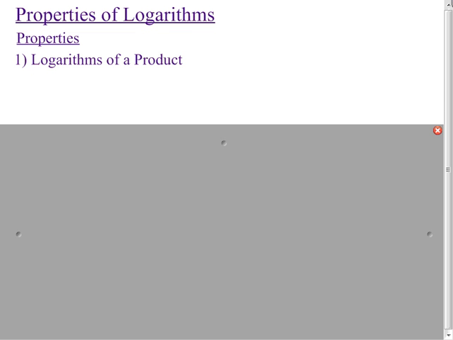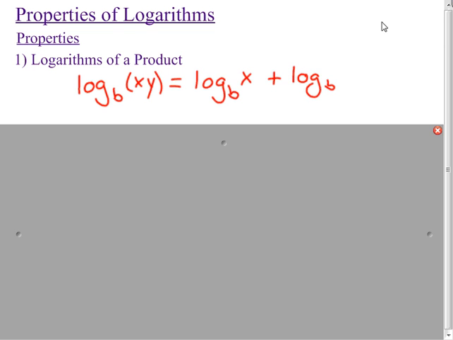The first one is the logarithm of a product. The logarithm of a product means if I'm taking the log base b of a product, x times y, that's the same thing as taking each of these individual logs: log base b of x plus log base b of y.